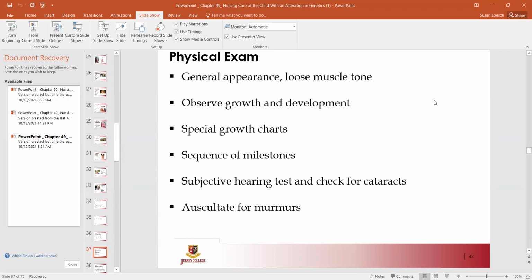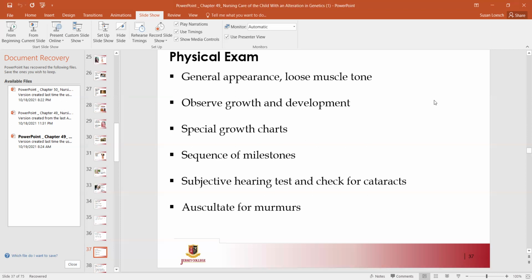A physical exam may show certain physical features characteristic of Down syndrome. So look at the general appearance. Note the lack of muscle tone and the loose joints. This is more pronounced in infancy, and a baby with Down syndrome will have a floppy appearance. Plot the growth on the growth chart because the child with Down syndrome is going to grow at a slower rate. They have special growth charts for them.